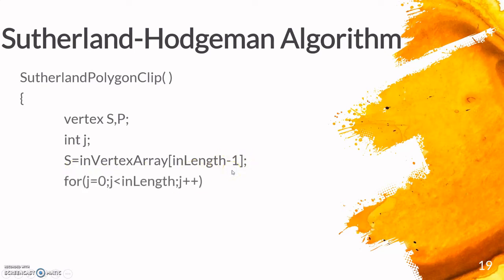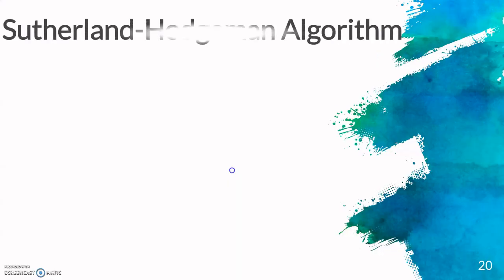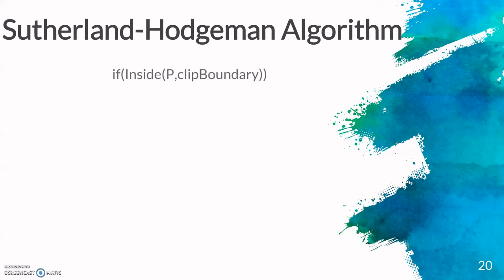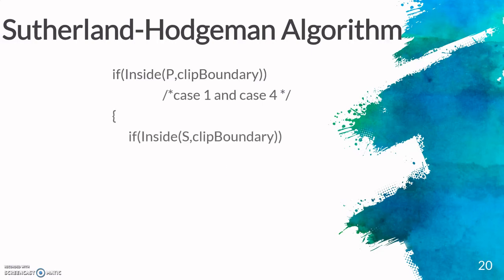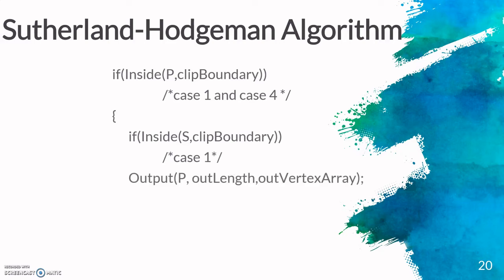Then we will be having the for loop. After the for loop, we will be having P is equal to in vertex array of J. Then we are checking for the conditions. If inside of P, clip boundary, we will be having case 1 and case 4. First we will move on to case 1, whether inside of S, clip boundary. In the first case we said both S and P are inside the clip boundary. So output P, out length, out vertex array.